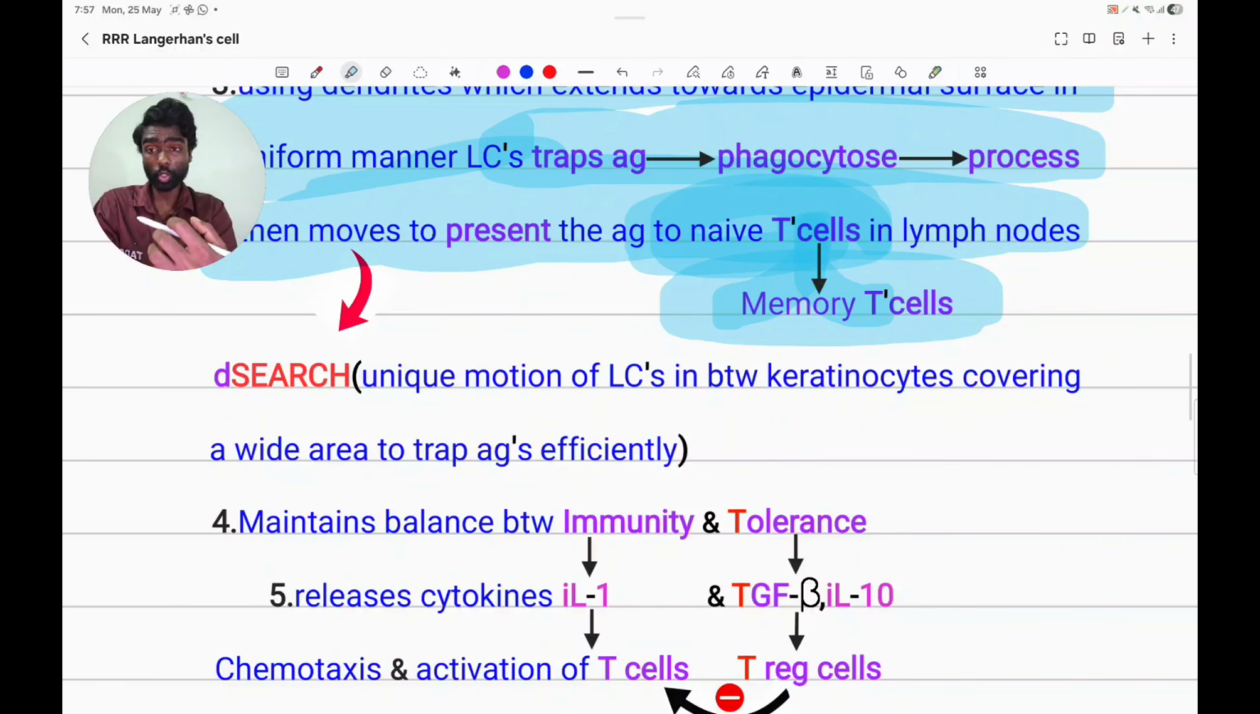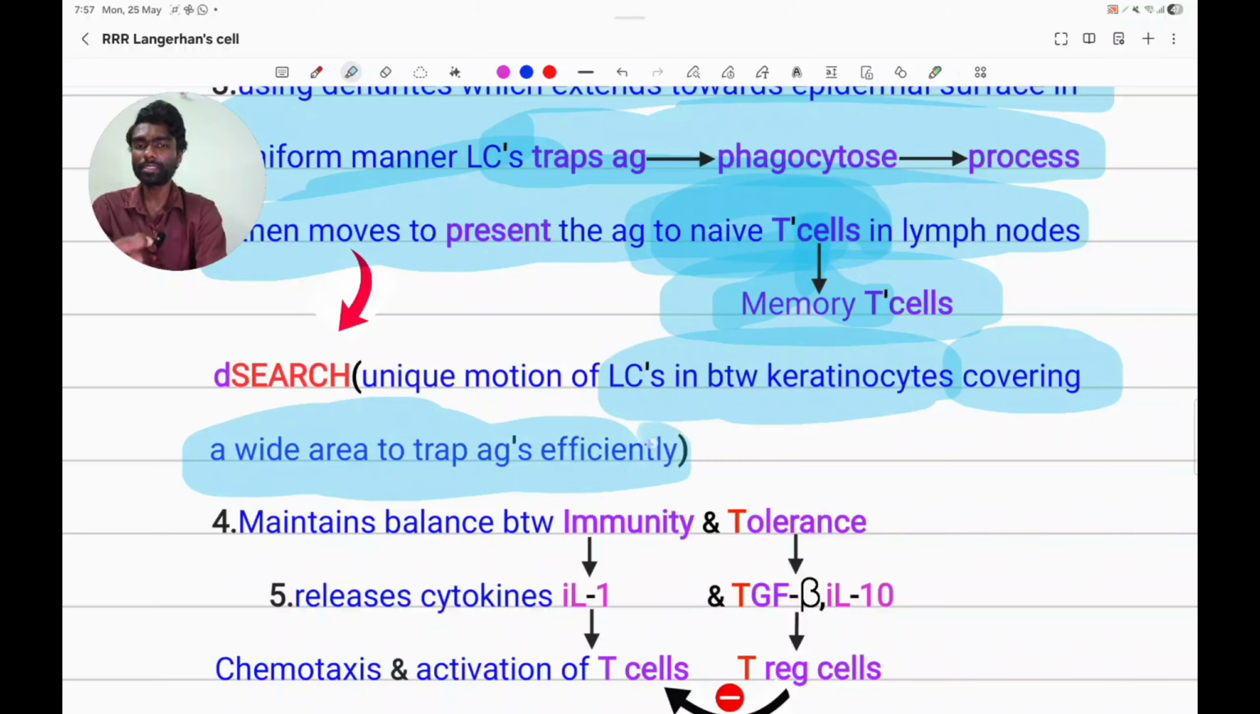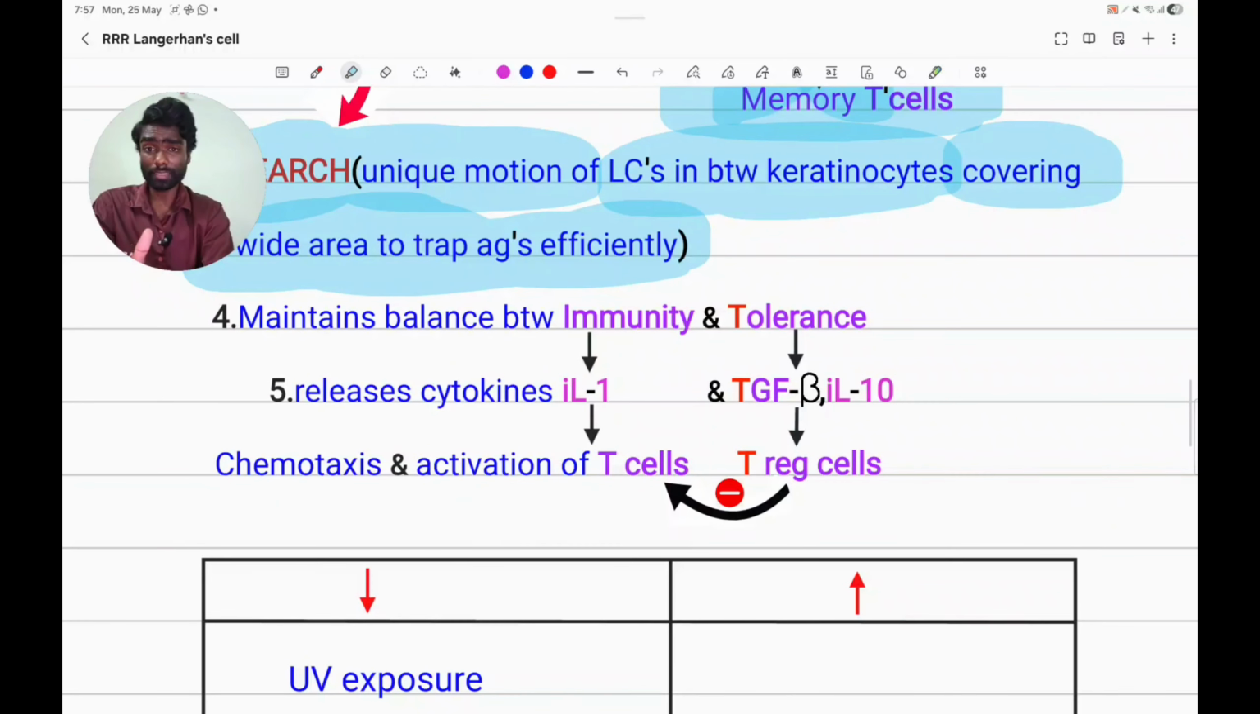In the epidermis, they will show a unique motion in between keratinocytes. Why will they show this motion? To cover a wide area and to trap antigens efficiently. This unique motion is called DSURH, dendritic surveillance extension and retraction cycling habitude. These Langerhans cells maintain balance between immunity and tolerance.